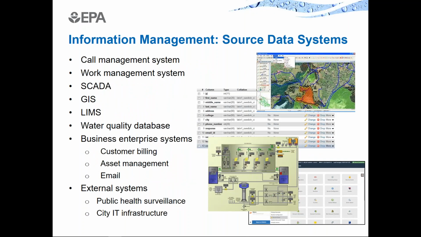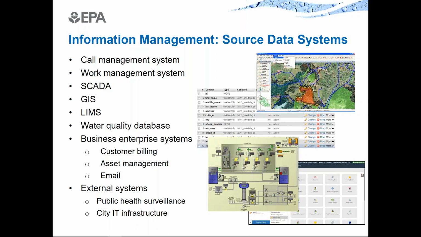So depending on the components that are included in a surveillance and response system design, there are a number of source data systems that might be utilized. Most of them would be internal to a utility. These are all systems we've seen leveraged: call and work management systems, SCADA or operational control systems, GIS platforms, laboratory information management systems, and water quality databases. And of course, business enterprise systems, even if they're not used for a core technical function, often serve a background function in the system architecture.